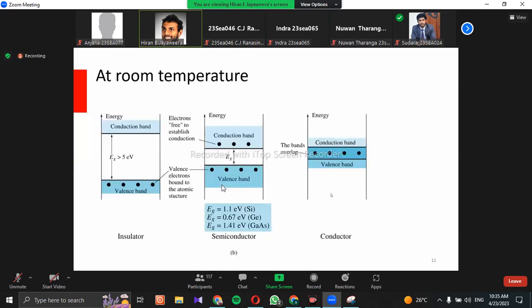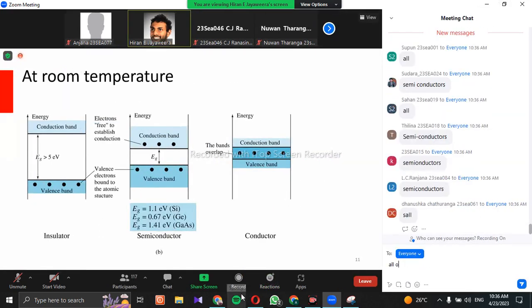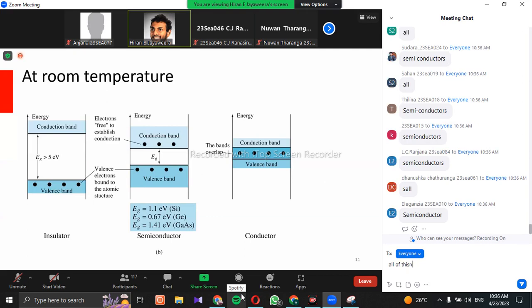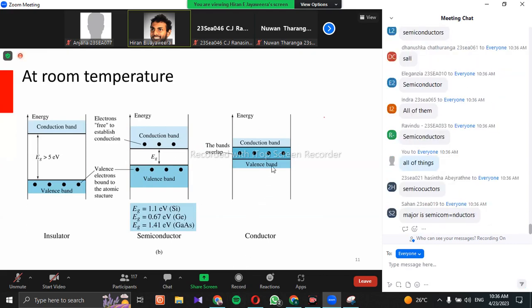Now, before moving toward this one, we have three different materials: insulators, semiconductors, and conductors. So for us to do electronics, to make electronic devices, what are the important materials? Are they insulators, semiconductors, or conductors? Okay, thank you. So in general, the answer is semiconductors.